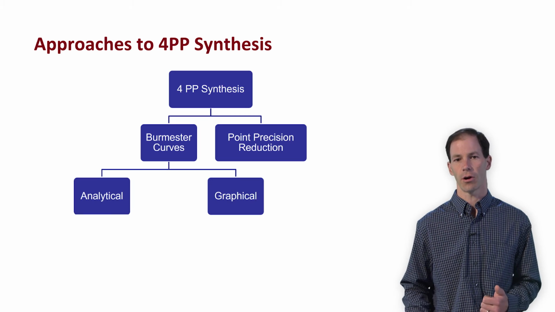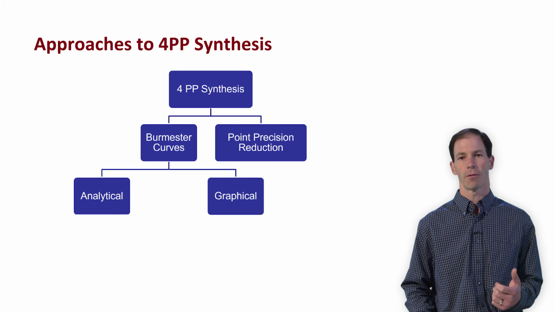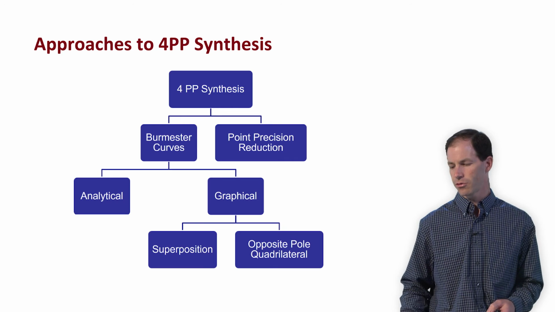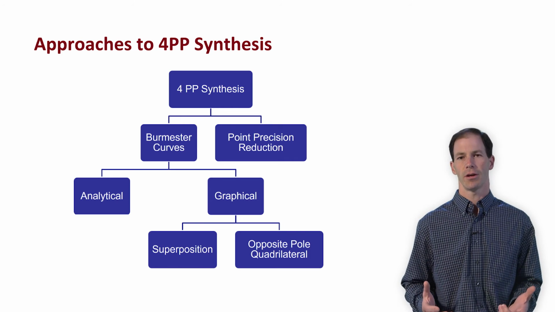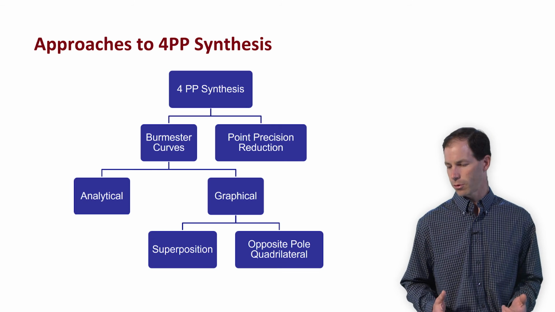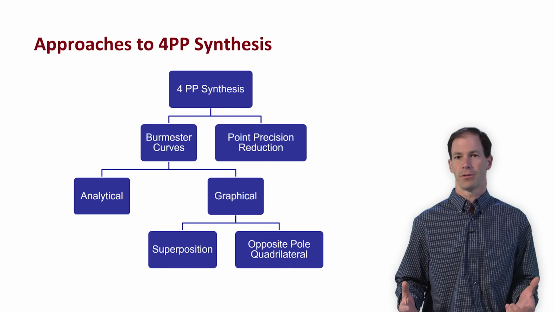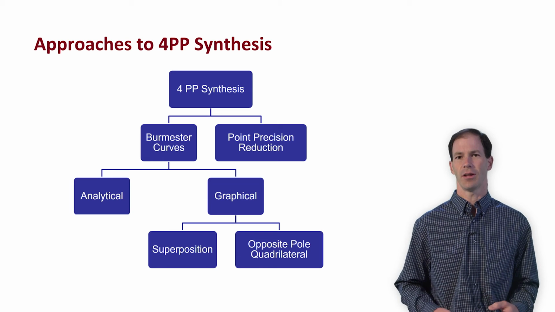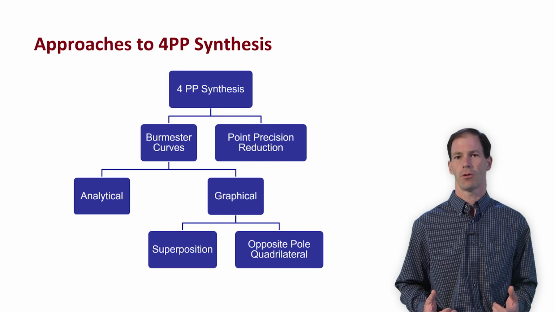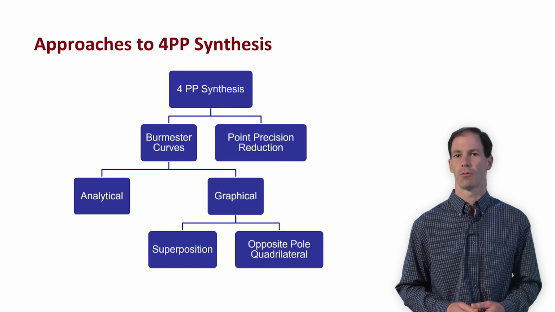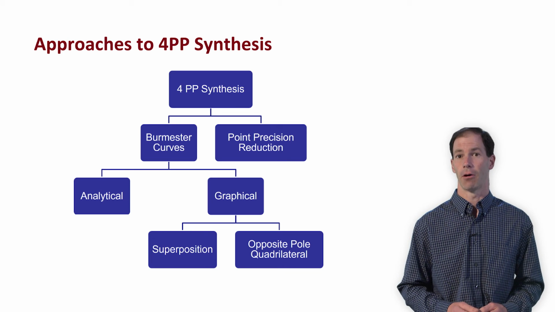But Burmester curves are an area that we spend quite a bit of time with. And we'll first of all start off graphically, and then we'll move into an analytical approach. And within the graphical approach, there is a purely graphical approach, which is called the opposite pole quadrilateral. Before having digital computers, this was very popular. It's quite an extensive approach and not very easy. I don't find it particularly useful when our analytical approaches are very powerful.